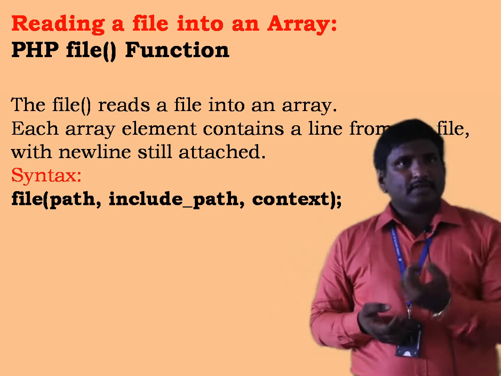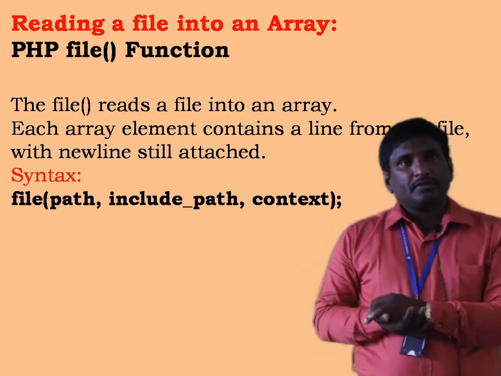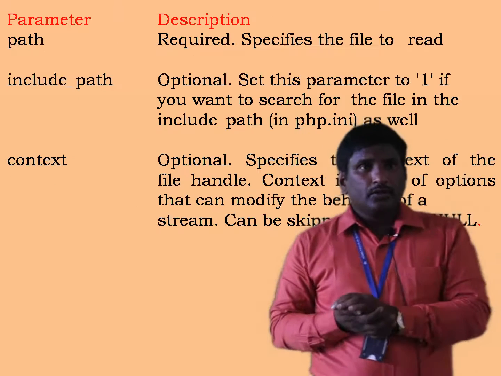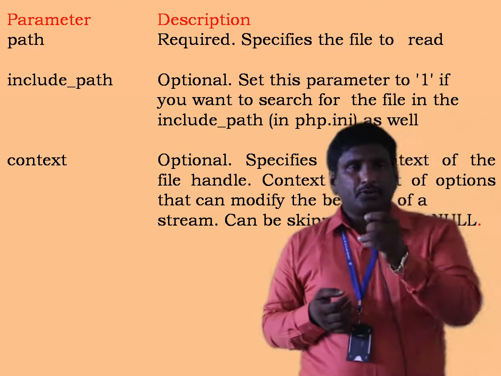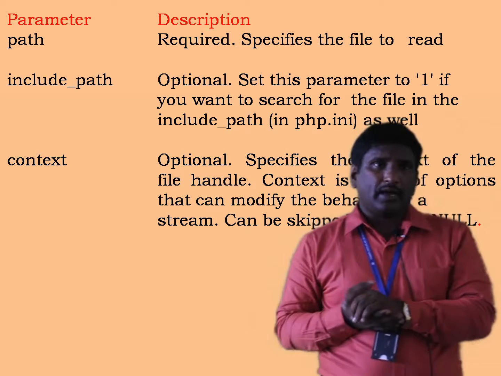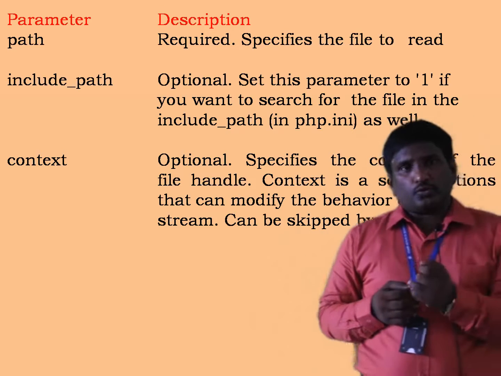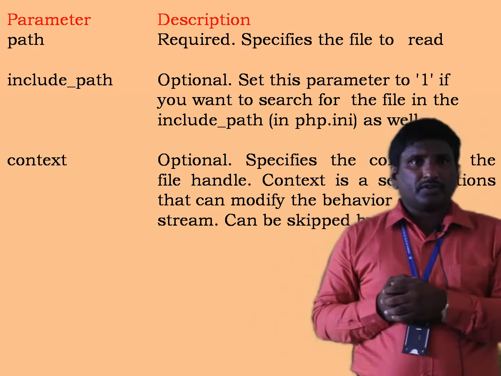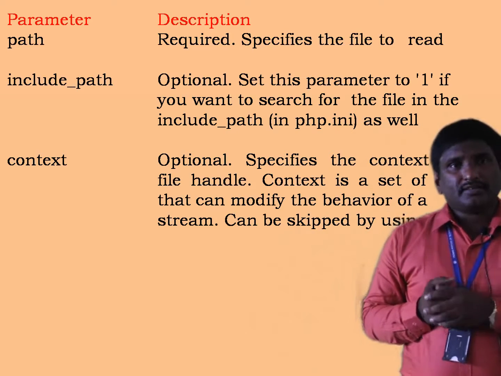Anyway, this is the syntax to read the content from the file into an array. Next, the parameter path is required; it specifies the file to be read. So we need to specify the path of the file. Then use_include_path is optional. Set this to 1 if you want to search for the file in the include path as well. And context is optional.